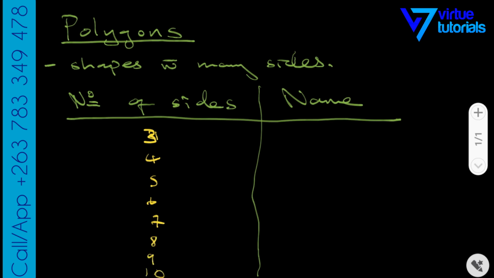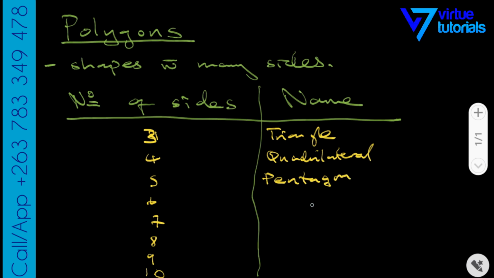A shape with 3 sides is known as a triangle. A shape with 4 sides is known as a quadrilateral. A shape with 5 sides is known as a pentagon. A shape with 6 sides is known as a hexagon. A shape with 7 sides is known as a heptagon.